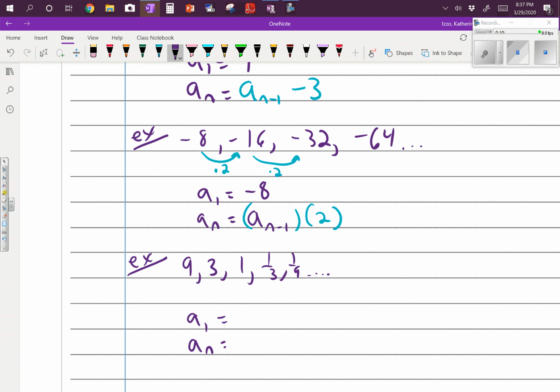So what's our starting place, Squirrely Squirrel? Any idea? Nothing? Nothing. Our starting place is 9. 9 is our first number. And then how do we get from 9 to 3? To get from 9 to 3, well, we could subtract 6, but is that going to work? That's not going to work.